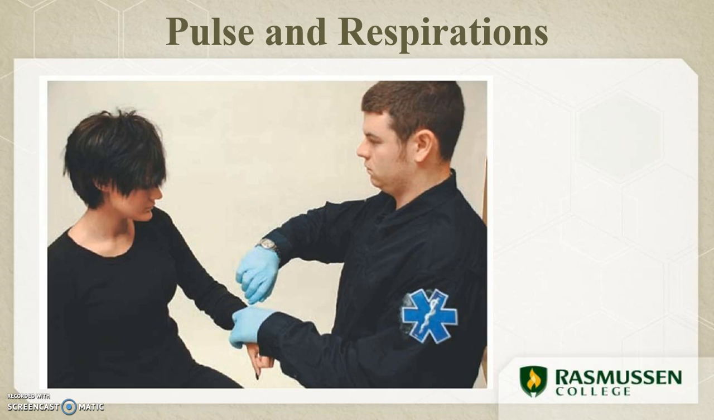The most common site to take a pulse is the radial artery, which is located on the thumb side of the wrist. You typically take a pulse for 30 to 60 seconds. If it's regular, you can do it for 30 and multiply it by 2. But if it is irregular, you always want to take it for a full 60 seconds.